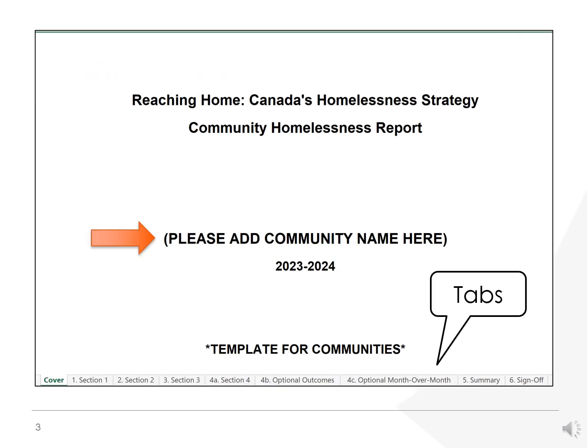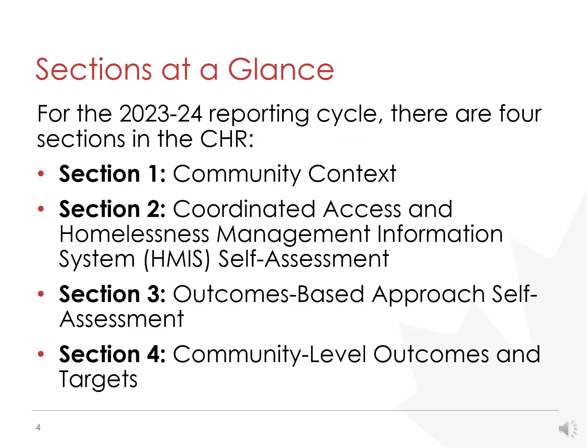When you open the CHR template in Excel, you see the cover page where you will need to type in your community's name. All the tabs have labels on them that align with the CHR reference guide. For the 2023-24 reporting cycle, there are 4 sections in the CHR. Section 1, Community Context. Section 2, Coordinated Access and HMIS Self-Assessment. Section 3, Outcomes-Based Approach Self-Assessment. And Section 4, Community-Level Outcomes and Targets. Section 4 is broken down into 3 tabs, A, B, and C.